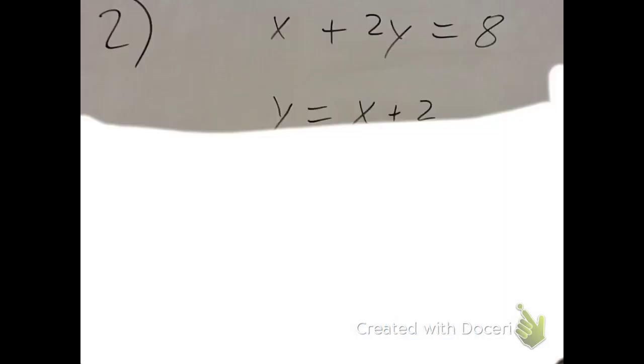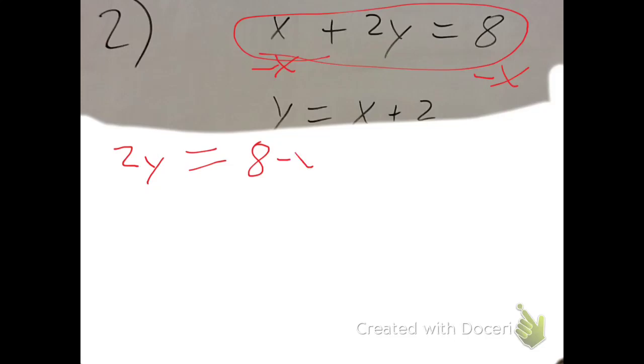Okay, moving on to our second one. Once again, I need to get each of them in y = mx + b form. Let's deal with the top one. That's not in the form already. I'm going to subtract x from both sides. And now I got 2y = 8 - x.